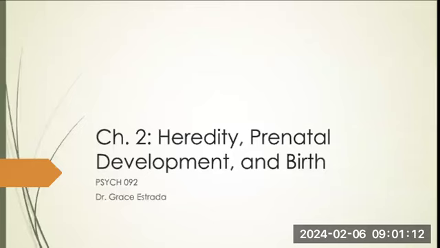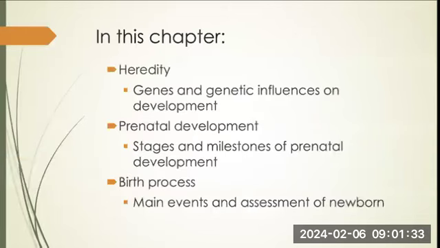This is Psych 92, Developmental Psychology. Today, we're going to talk about Chapter 2, Heredity, Prenatal Development, and Birth. I will stop it after heredity and then do another recording for prenatal development and then another one for birth, so that you can break up whichever component you want to look at. Okay, so we're going to look at genes and genetic influences. That would be the heredity component.